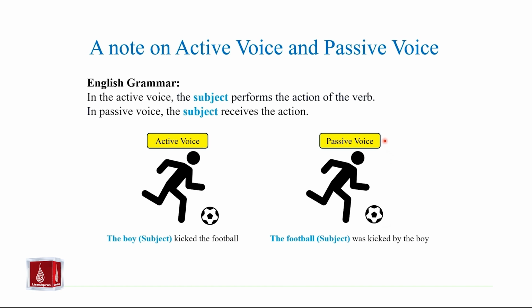And this is an example of passive voice. The football, which is the subject, was kicked by the boy. In this example, the football, or the subject, is receiving the action.